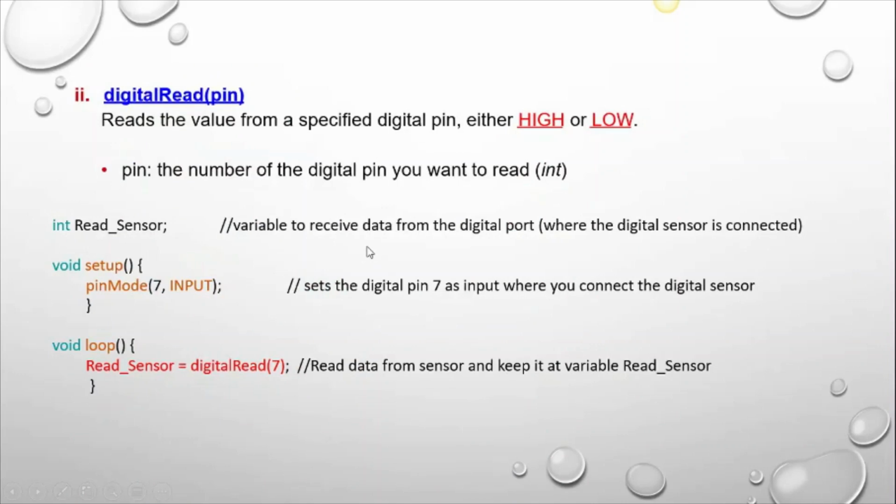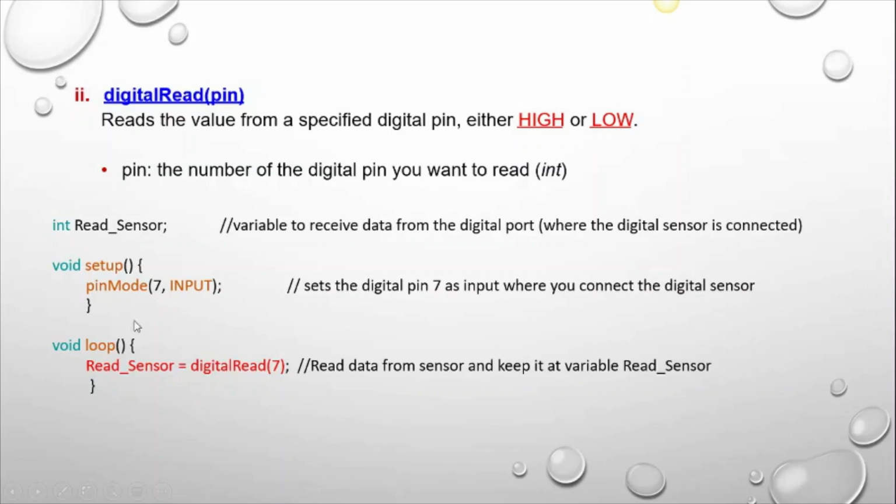The second function that you can use in the digital pin is the digital read pin, where you can read the value from that digital pin. So this is the example. You have to declare a variable, and you have to specify it as an integer variable. This variable is used to receive data from the digital port where the digital sensor is connected. So in your void setup, you need to declare one digital pin or one digital port as an input, because you want to connect the digital sensor at this pin.